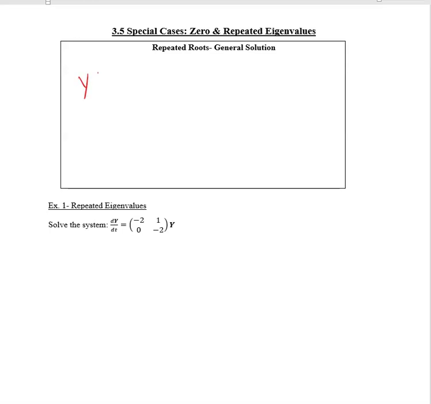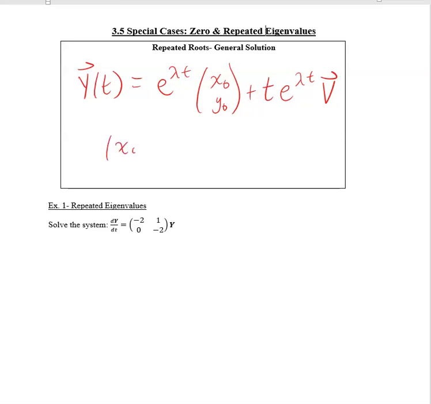If we have a repeated root, the general solution is going to look like this: e to the lambda t, I just need the one lambda because it's repeated, times some initial condition, plus te to the lambda t times the eigenvector that goes with that lambda value. And just make a note that x naught and y naught is going to be some sort of initial value that you'll be given.